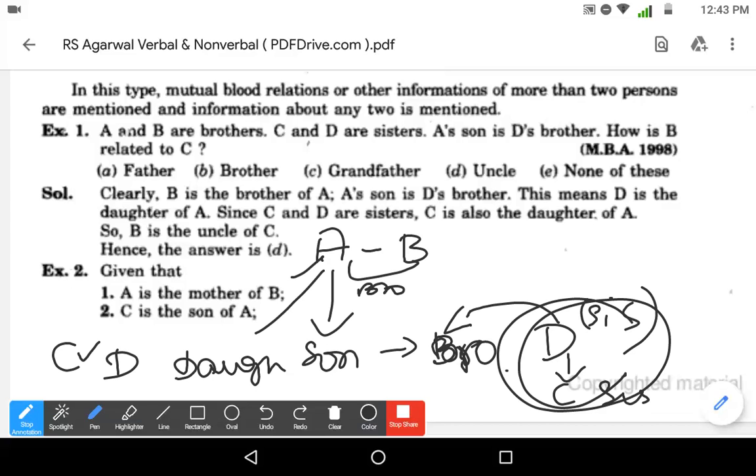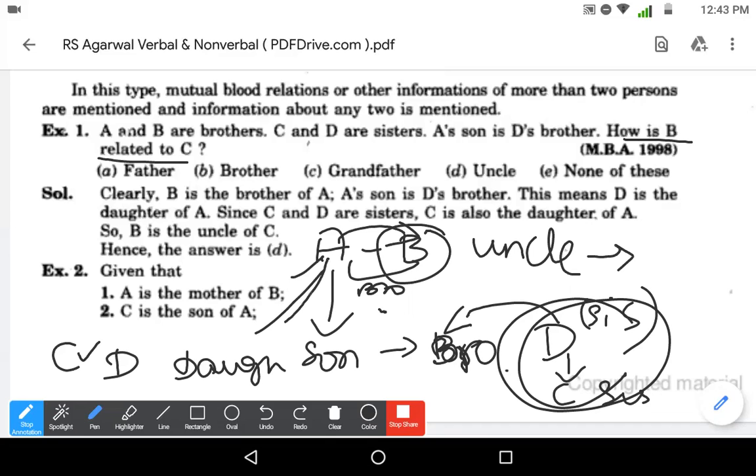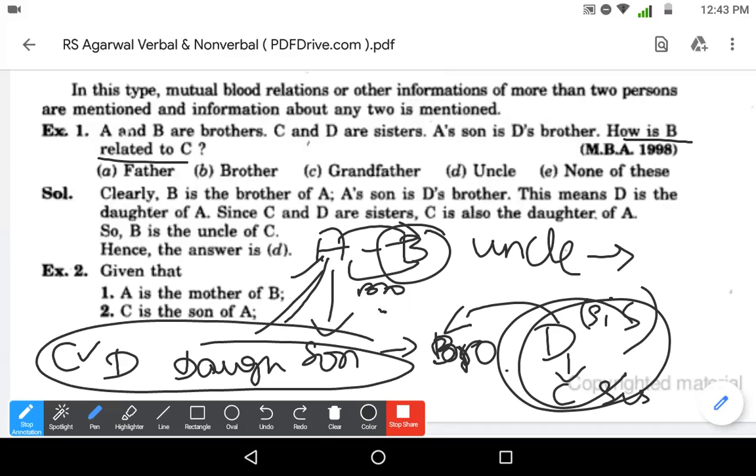So A and B are brothers. A's brother is uncle. Now, to whom are we supposed to find out the relation? Between B and C. So A's brother is uncle to whom? To A's family, that is daughter and son. For both of them, B is the uncle. So the relationship between B and C is that C's uncle is B.